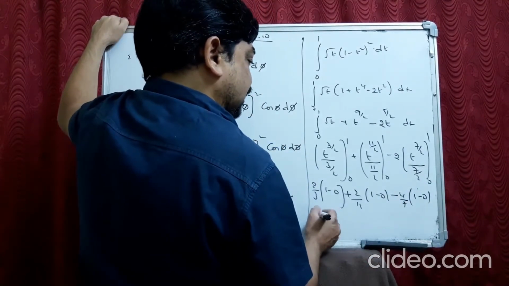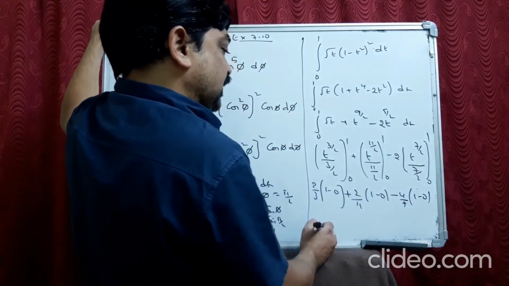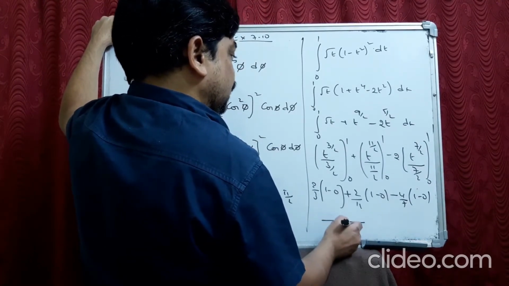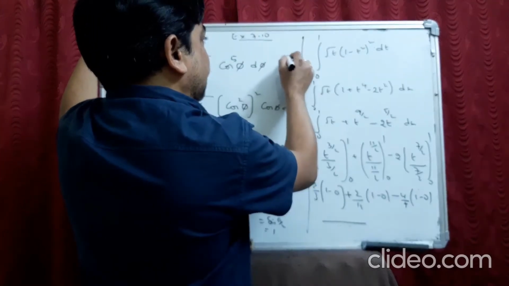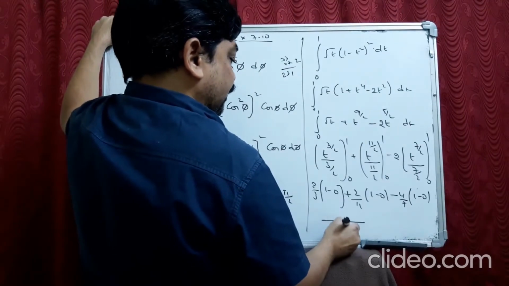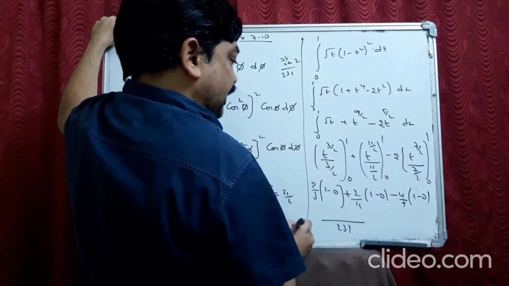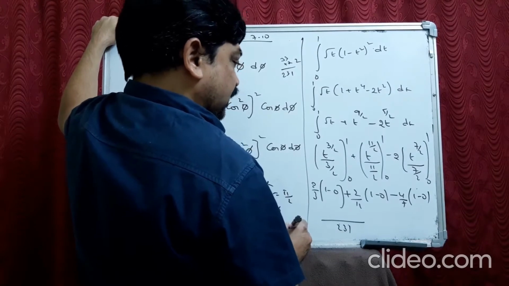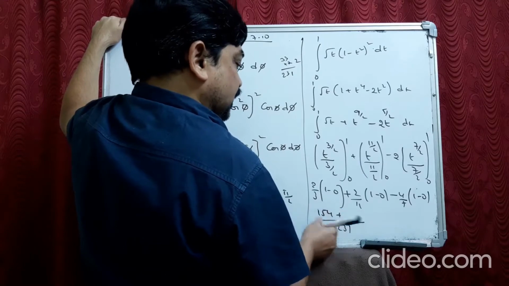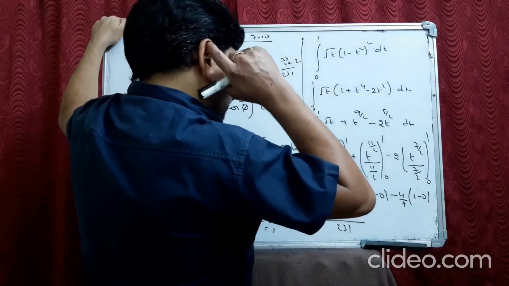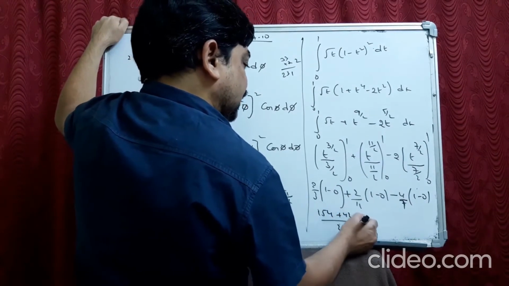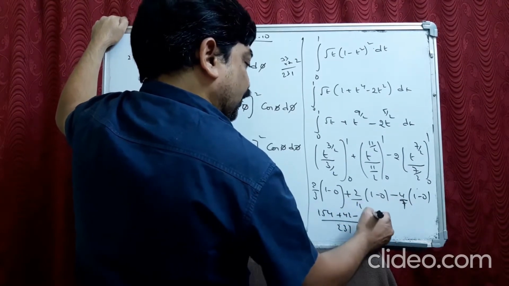Now for all these three things, the LCM of 3, 11 and 7 is 3 into 11 into 7, 231 is the LCM. It becomes 77 into 2, 77 into 2 is 154, plus 21 into 2, 42, minus 33 into 4, 4 threes are 12.